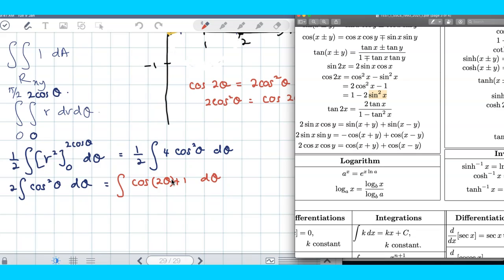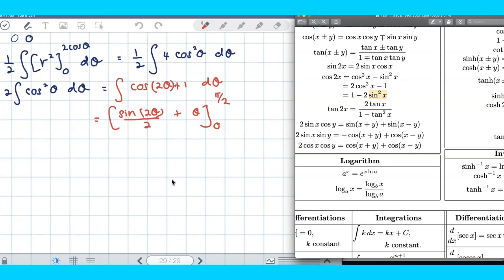Then you can directly integrate. You have sine 2 theta over 2 plus theta, with theta from 0 to pi over 2. So you have 1 over 2 sine pi plus pi over 2 minus 0. Sine pi gives us 0 here, so we will get pi over 2.